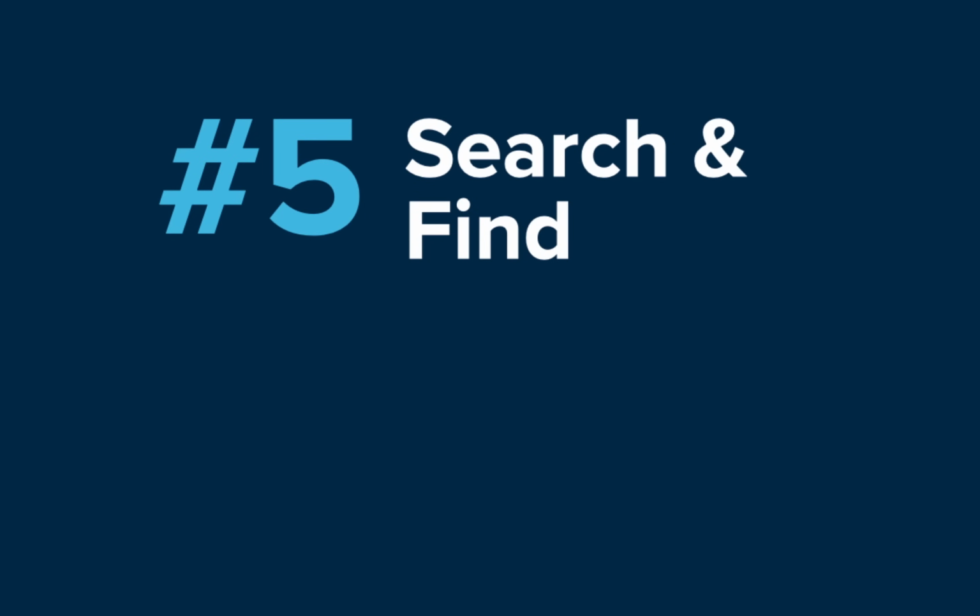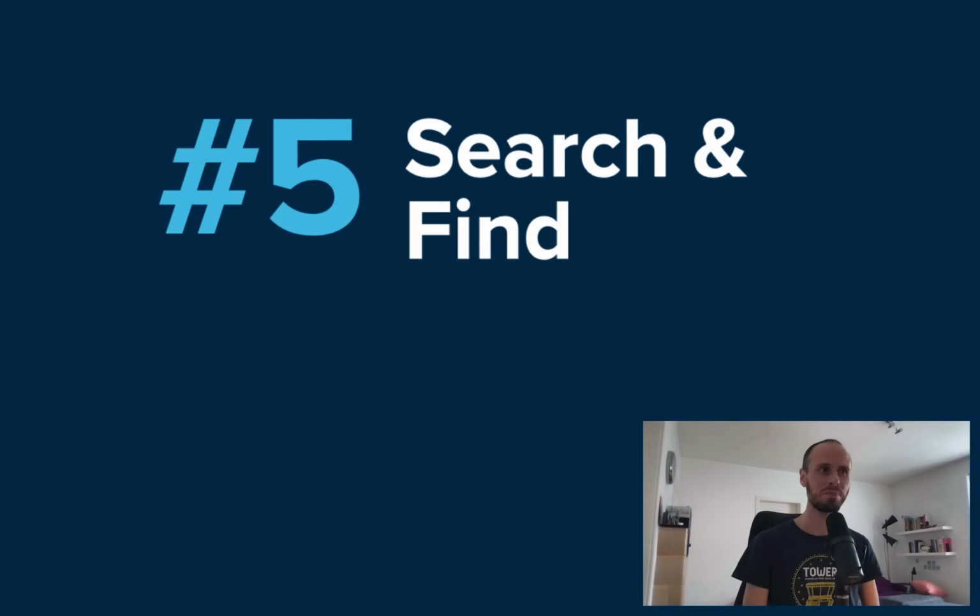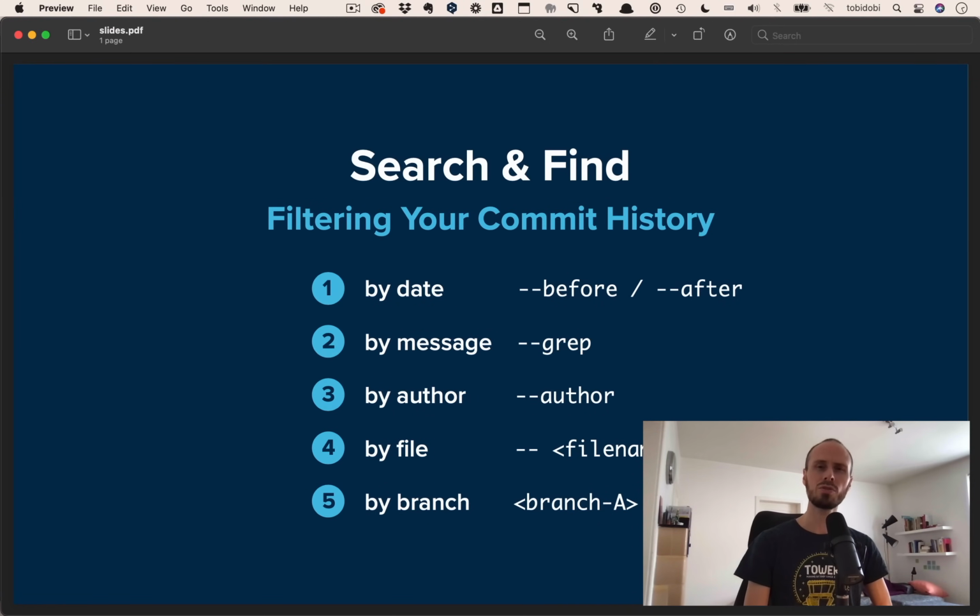A Git repository is a perfect log of all your activities in a project. Every change is documented. And sometimes you want to browse through this log because you're looking for something, you want to find a piece of information. So let's talk a bit about how searching and finding in Git works. Or in other words, how you can filter your commit history. You can filter by almost anything, by date, by message, by author, by file, by branch even.